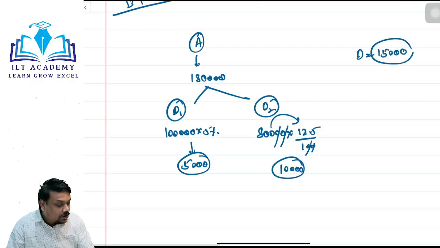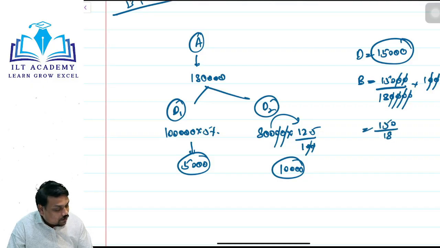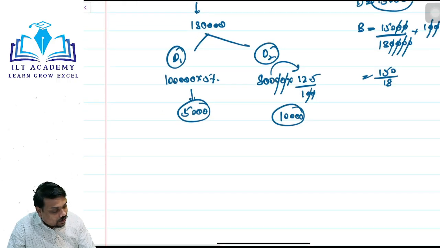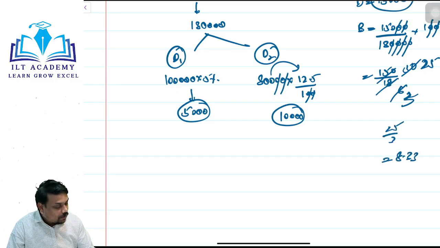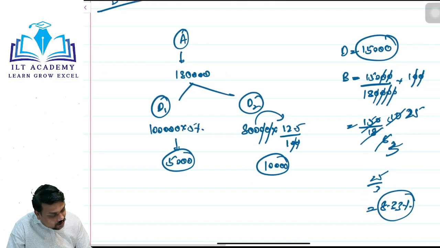So the total discount offered by A is 15,000. That needs to be offered by whom? B. So B offers 15,000 divided by 180,000 into 100. The zeros cancel. 150 divided by 18. Okay, clear? Here you can do 3 sixes 18, 3 fifties 150, 3 twos 6, 3 times 90... 25 divided by 3, which is 8.33%. Any doubts? Understood?